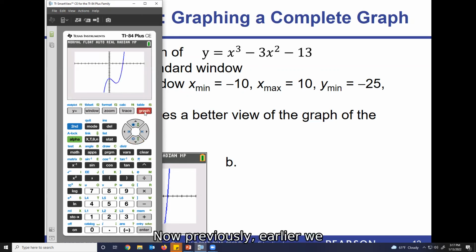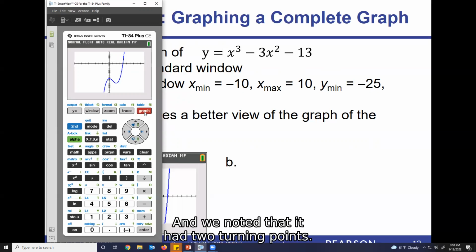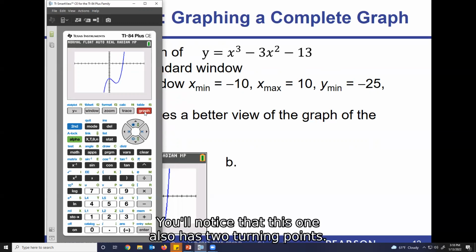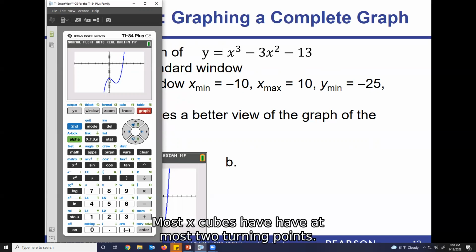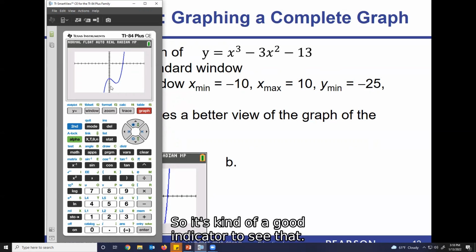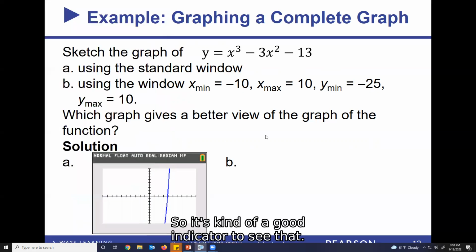and we should see a graph that looks like this. Now, earlier we saw something that said x cubed, and we noted that it had 2 turning points. You'll notice that this one also has 2 turning points. Most x cubes have at most 2 turning points, so it's kind of a good indicator to see there.